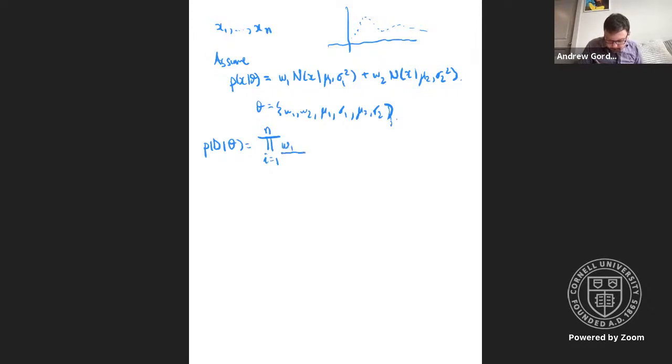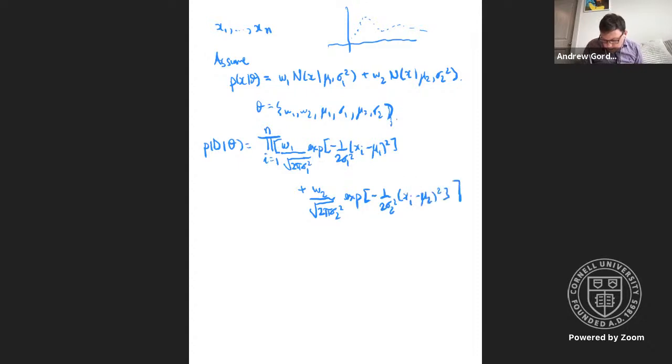All right, so let's write down the full density here. So we've got the square root of 2 pi sigma 1 squared, exp of minus 1 over 2 sigma 1 squared, xi minus mu1 squared, plus, and this is all inside the product, w2 over square root 2 pi sigma 2 squared, exp of minus 1 over 2 sigma 2 squared, xi minus mu2 squared. All right.